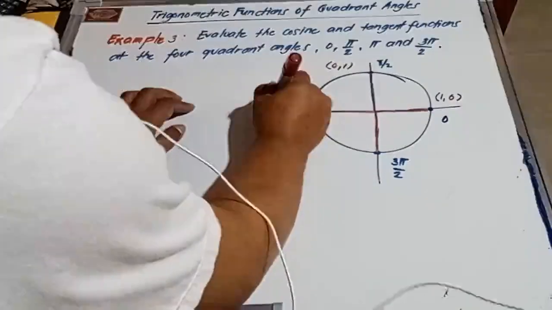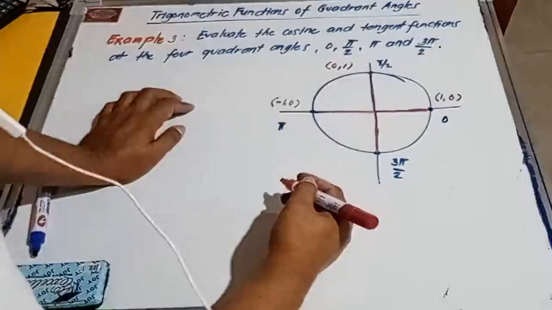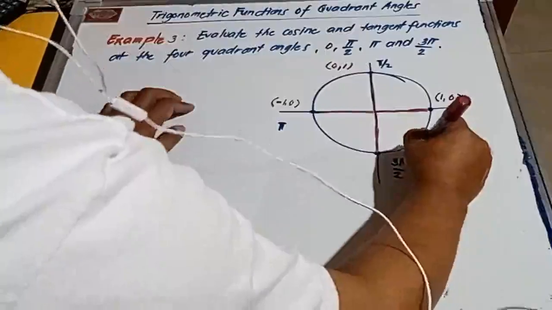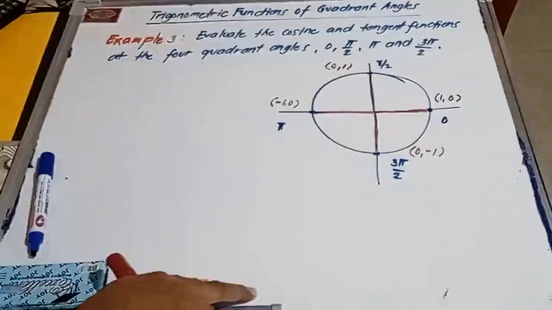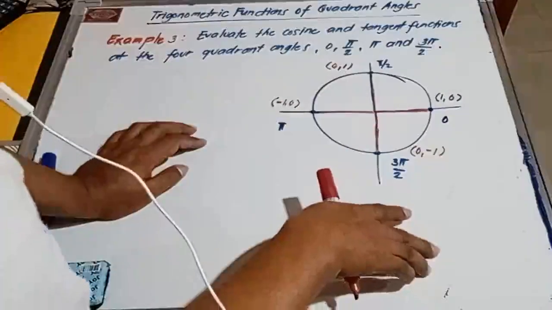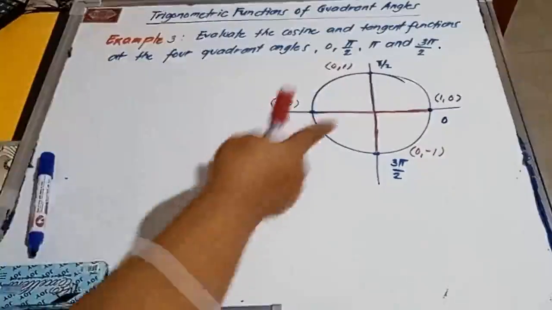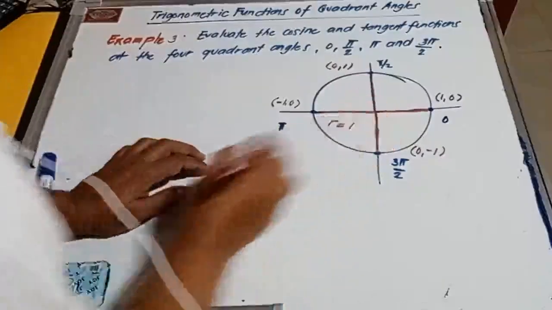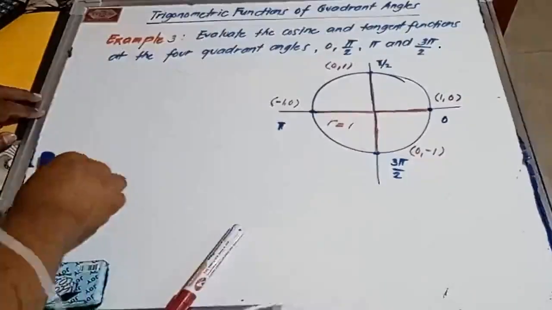Ito namang isa, is negative 1, 0. Nasa negative side siya ng x-axis natin. At ito naman is 0, negative 1. Remember, yung mga ordered pairs na yan, yung first nating value dito, yun yung mga x values natin. At yung second value natin, mga y values natin. Okay. Remember, unit circle yan, therefore, r is also equal to 1. Okay. Kunin na natin yung cosine and tangent of these quadrant angles.